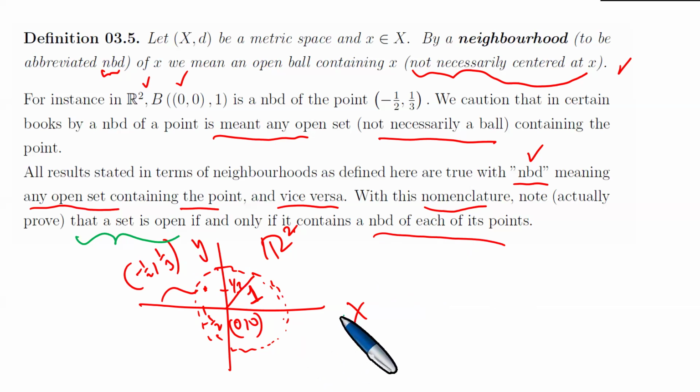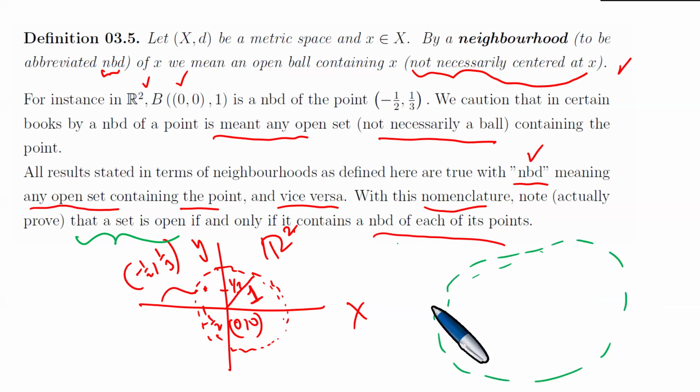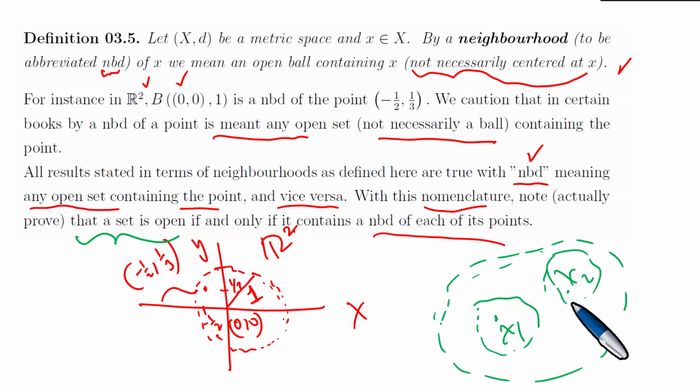So we characterize an open set in terms of neighborhoods and interior points. A set is open if and only if it contains a neighborhood of each of its points. A set is open if you can take each of its points, x1, x2, and there is a neighborhood, which need not be a ball, for each of these points, and therefore this is most certainly the case. Let's move on to the next discussion.